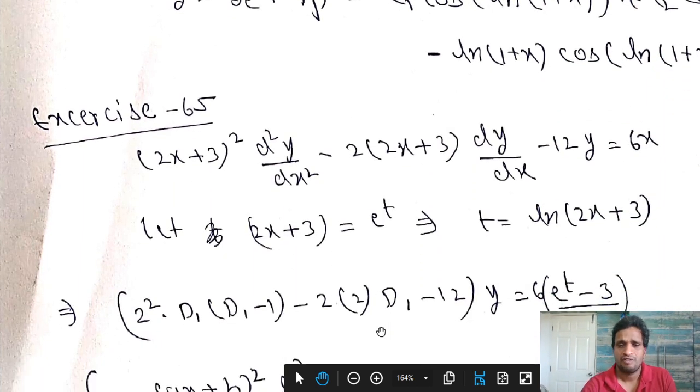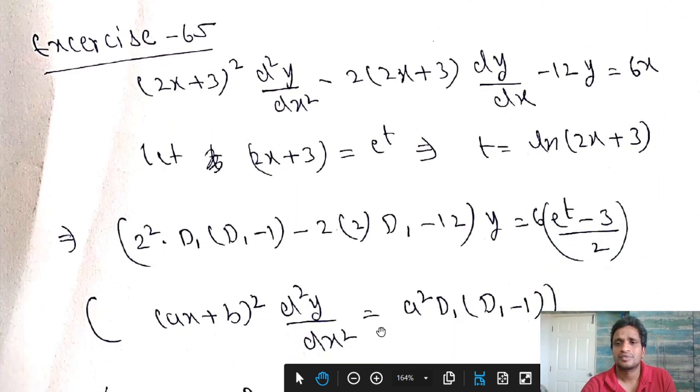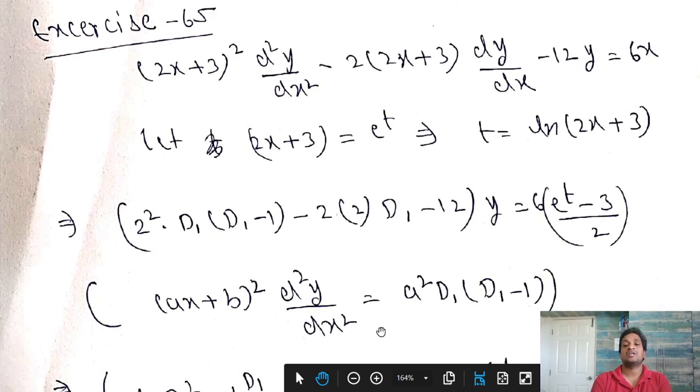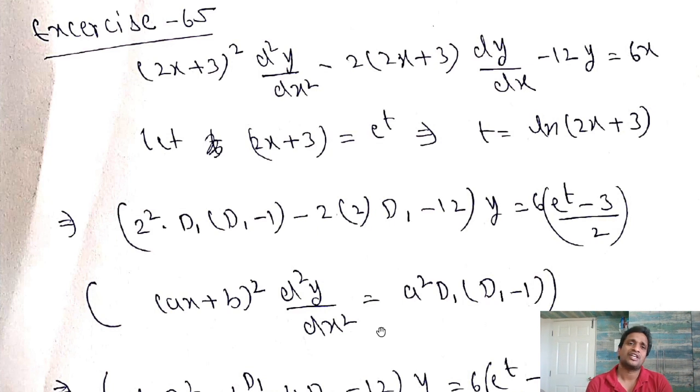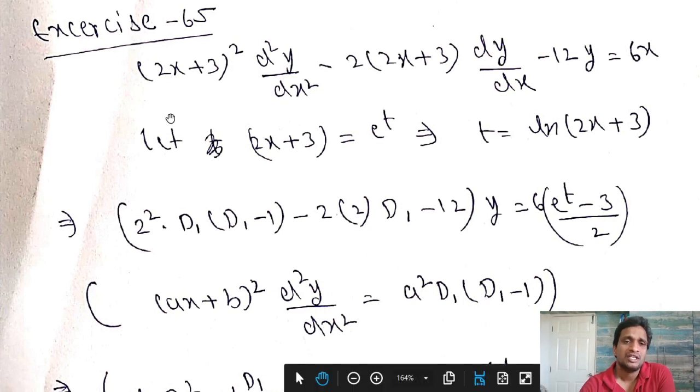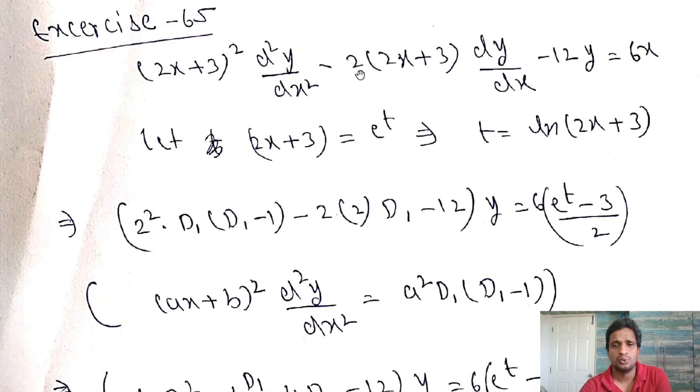And we jump to the next problem. This is the exercise problem, exercise number 65 in your prescribed book, that is Application of Differential Equations by Jafar Hassan. So the question is (2x plus 3) whole square d square y by dx square minus 2 into (2x plus 3) dy by dx minus 12y is equal to 6x.